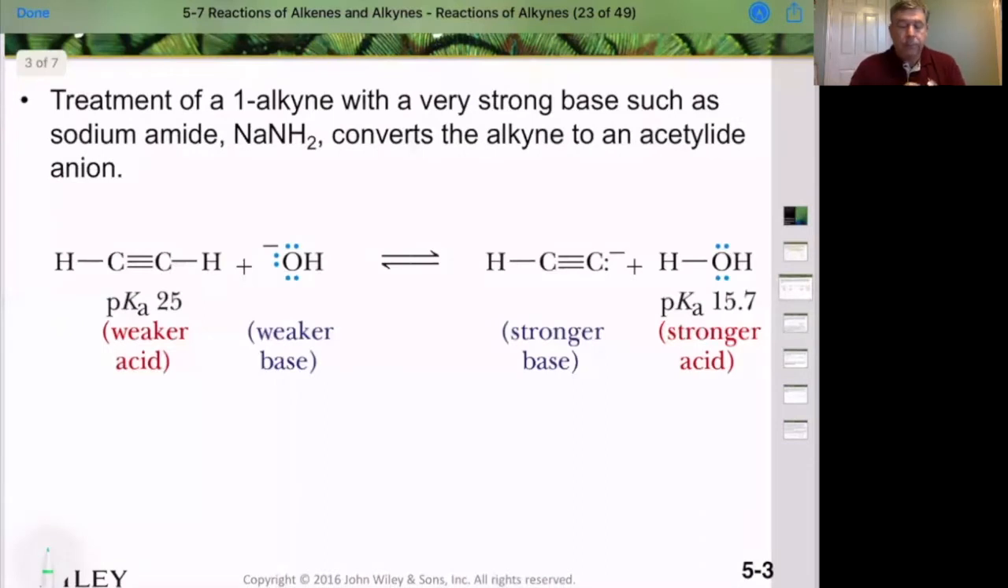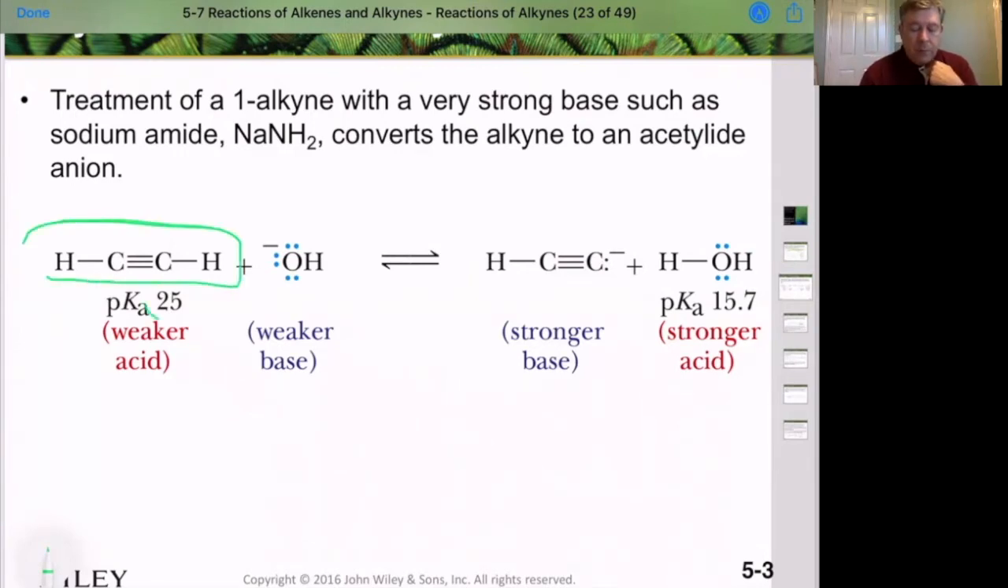So let's think about how we can do this. Most of the time when we deprotonate acetylene, we use something like sodium amide. The reason we use sodium amide is because it's a very strong base. Let's try to remove that proton using something like hydroxide, which we think of as a very strong base in water. If we try to do that, let's look at our acetylene here.